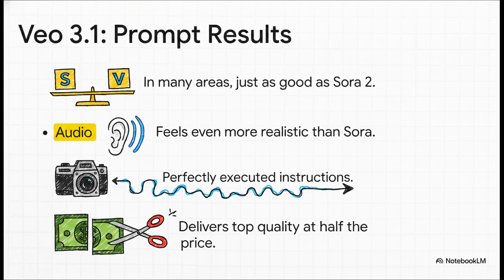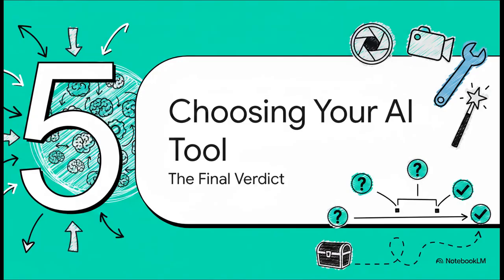And when we ran our universal prompt through it, the results were just so impressive. In many ways, it's just as good as Sora, and you could even argue the audio is more realistic. It perfectly executed all the complex camera instructions we gave it, and it delivers all of this for half the price. Okay, so after all of that, which video generator is actually the best one for you?